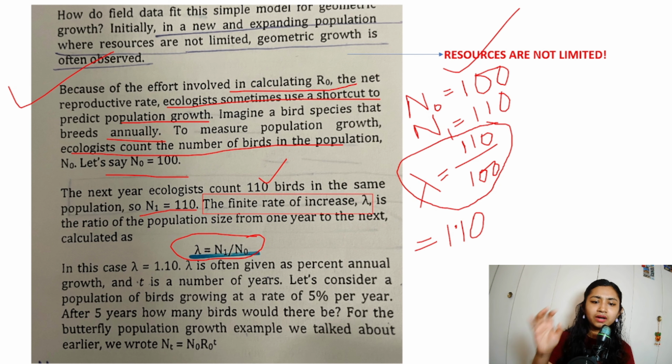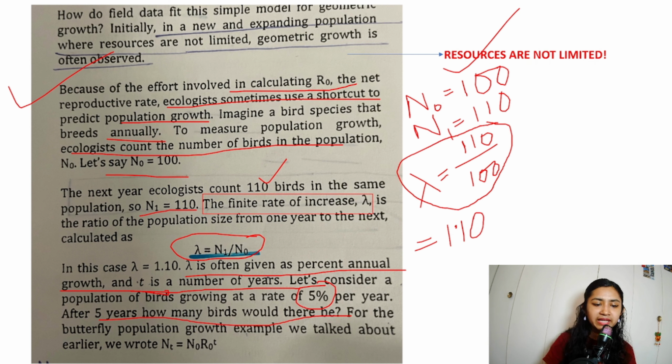Now, if we take out lambda, the finite rate of increase, we need not take out the net reproductive rate, capital R0. So now the equation changes. Lambda is often given as the percent annual growth at t, and t is the number of years. Let's consider a population of birds growing at a rate of 5% per year. After 5 years, how many birds would be there?